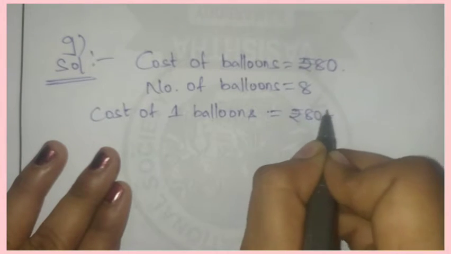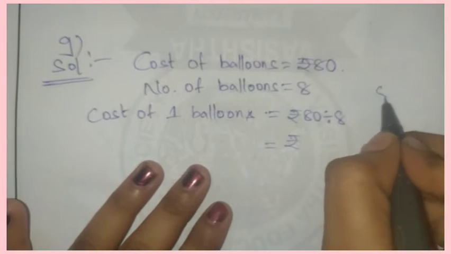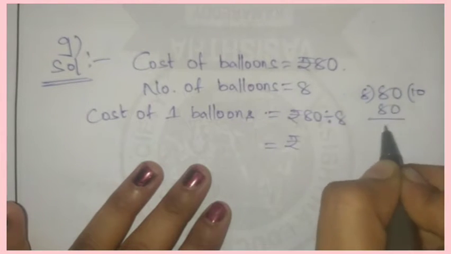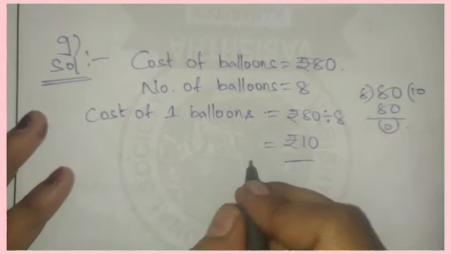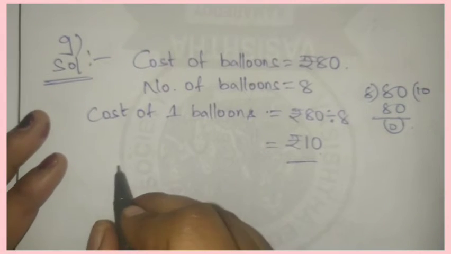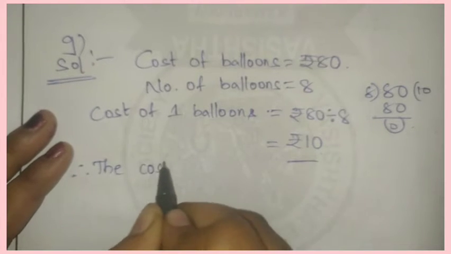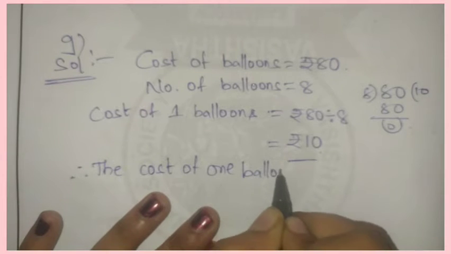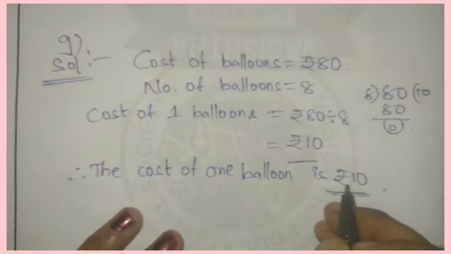80 divided by 8. Okay, then we'll get 8 tens are 80. So cost of one balloon is 10 rupees. Therefore, the cost of one balloon is 10 rupees.